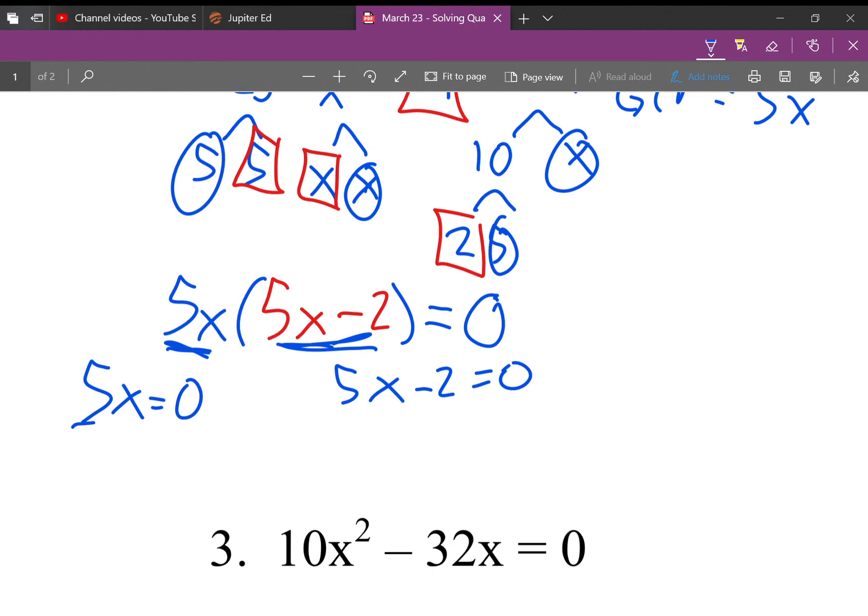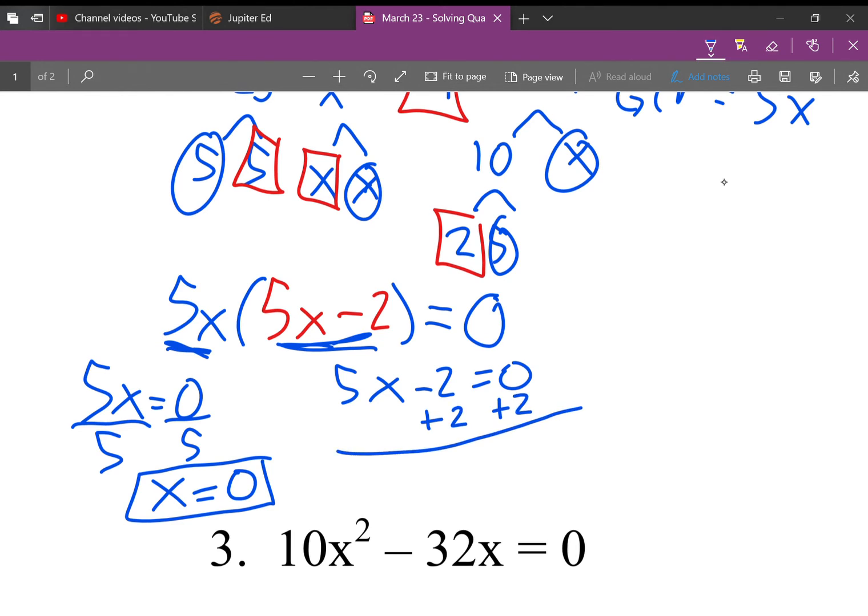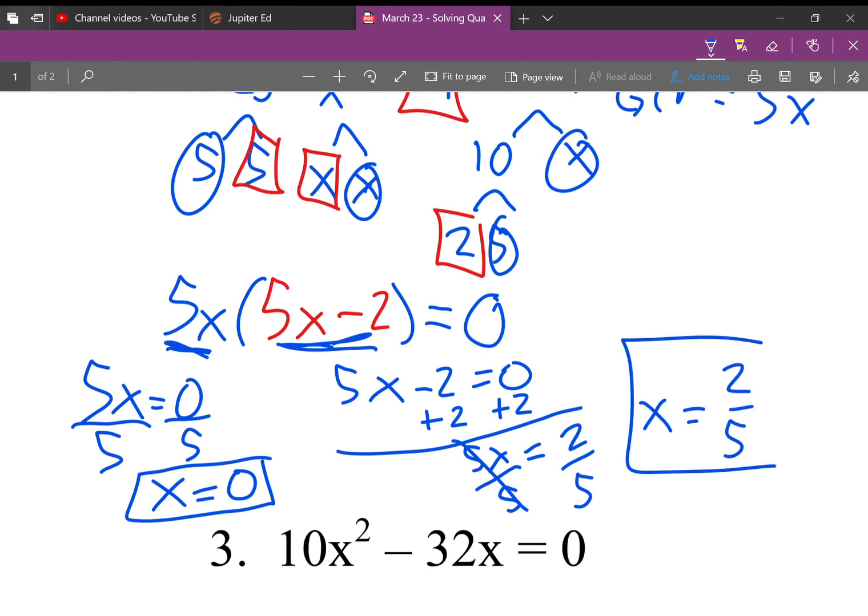So on the leftmost one, dividing by 5 is all I need to do. That gives me x equals 0, because 0 divided by anything is always 0, with the exception of dividing by 0 itself, which gives you something undefined. Over here I need 2 steps. I do need to get rid of this 2, and I'm a little crowded, so I'm going to write a little smaller. So I need 5x equals positive 2. I'm going to divide by 5 here, and on this left side, the 5's cancel to give me x equals 2 over 5. So I had 2 solutions for this problem.